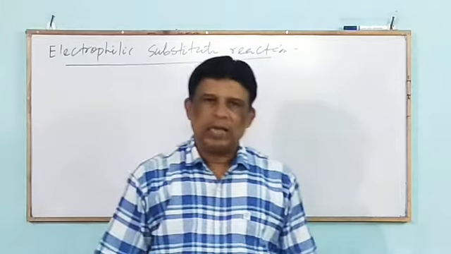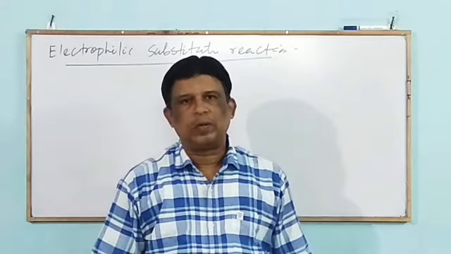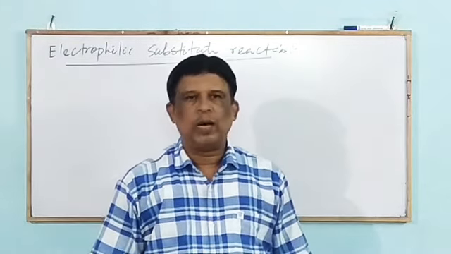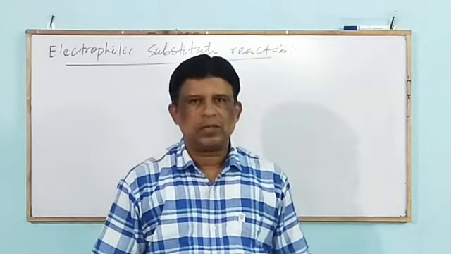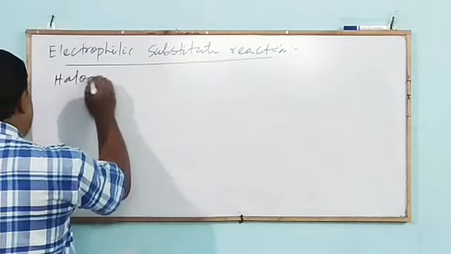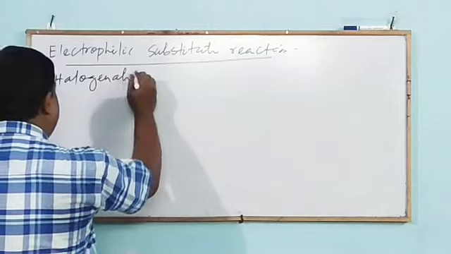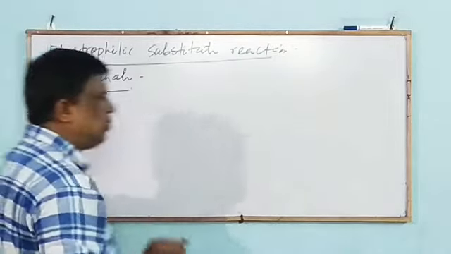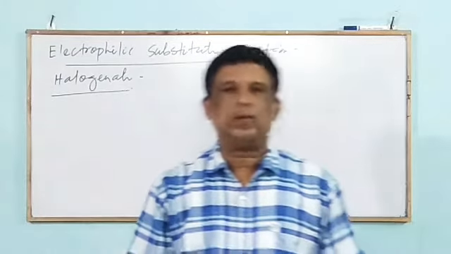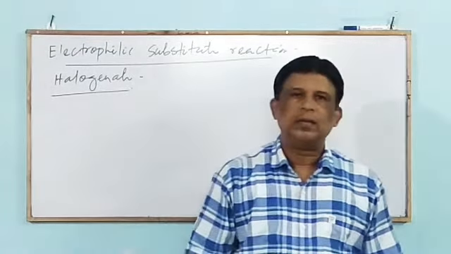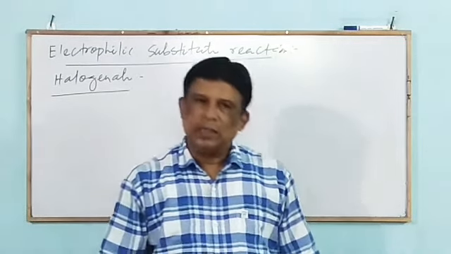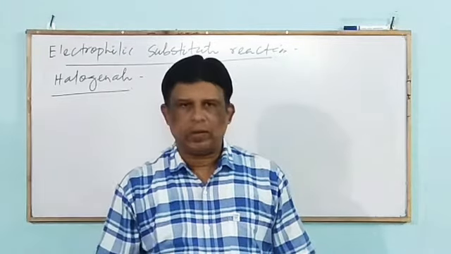Under this heading, we discuss three chemical properties: one is halogenation, one is nitration, and one is sulfonation. Let us discuss one by one. First one is halogenation. Mark that. Due to the strong activating NH2 group of the amine, that is aniline, when it reacts with bromine, it forms a symmetrical tri-substituted product.